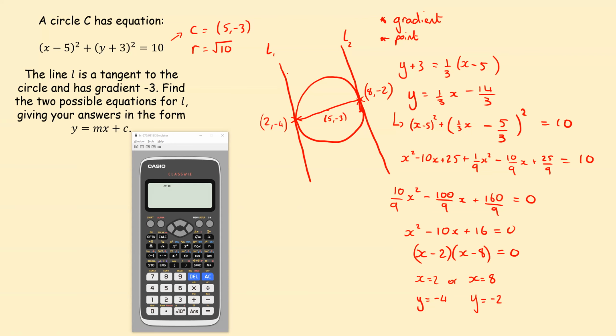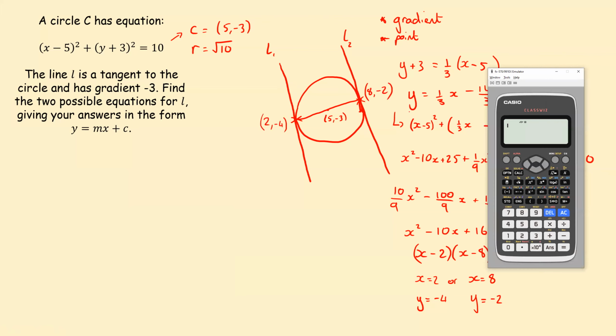Oh, what can we do from there? Now, we just do the same thing. So all of that is to find those points. We now go back and do the same thing we did for the diameter of this circle for line L1 and L2.